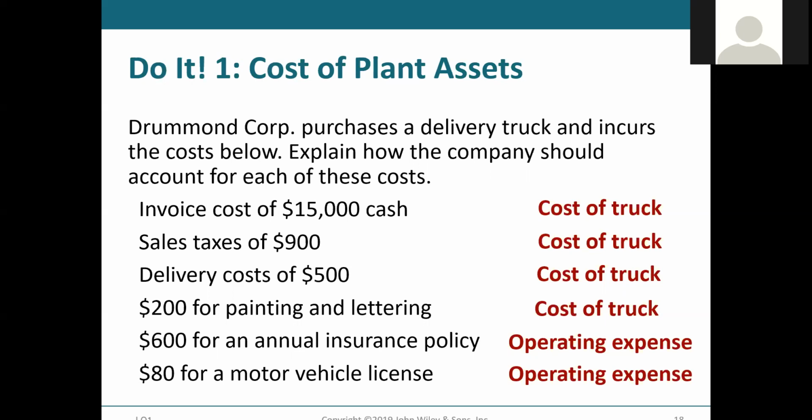So what they're saying here is the sales tax and delivery costs and painting and lettering, those are all considered part of the cost of the truck because it sets the truck up the way you want it to be. That's the original cost of the truck, the invoice cost plus the sales tax, whatever it took to freight it in, and whatever you did to touch it up. The insurance policy is just an ordinary operating expense, and same thing for the $80 annual motor vehicle license.